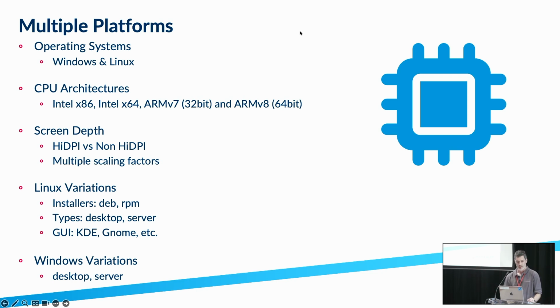Then we have Linux variations, like we need to support Linuxes with deb installers, with RPM, Linux desktop, Linux server, KDE, GNOME, and all of the different graphical user interfaces that Linux has. Windows variations as well, like we support Windows Server and Windows Desktop. So a lot of different platforms that we need to support.